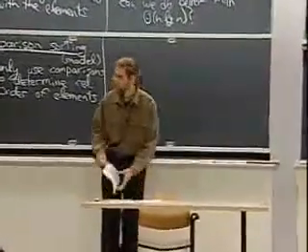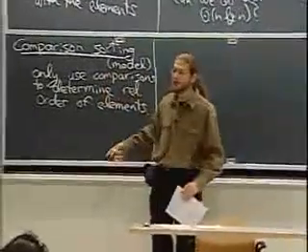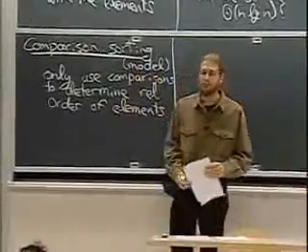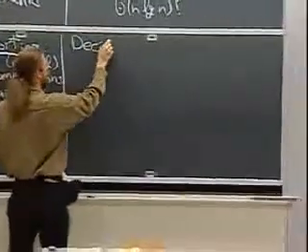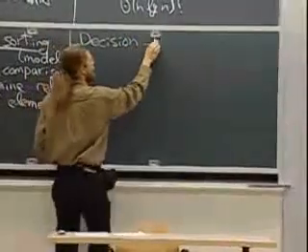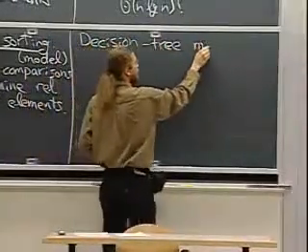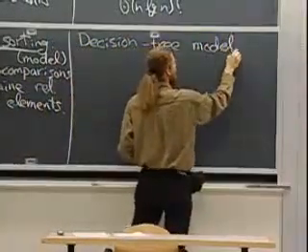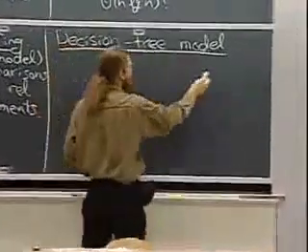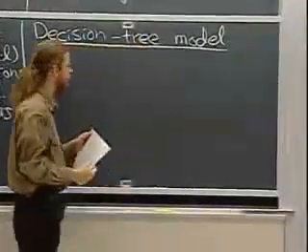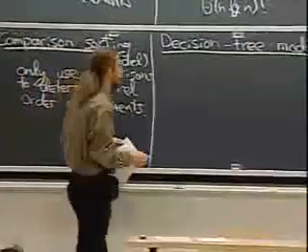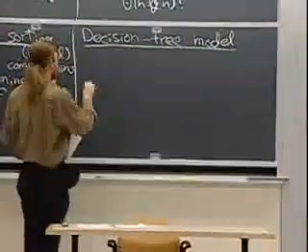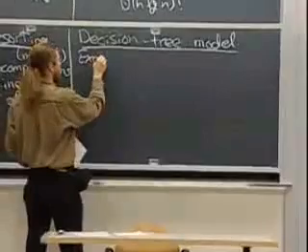But first, we're going to stick to this comparison model and try to understand why we need n log n comparisons, if that's all we're allowed to do. And for that, we're going to look at something called decision trees, which in some sense is another model of what you're allowed to do in an algorithm. But it's more general than the comparison model. And let's try an example.